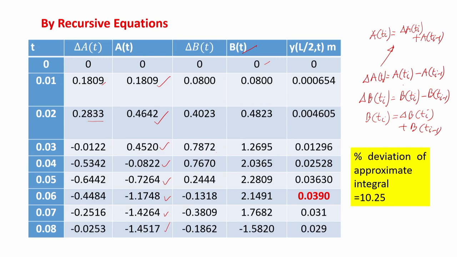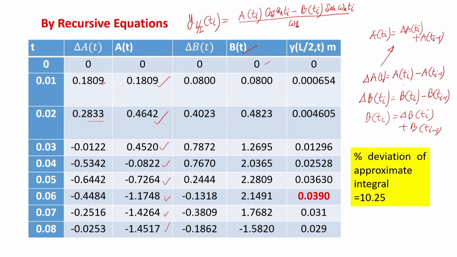Now the response is given as X_i at any instant, or instead of X_i we will write this y at L by 2, the midspan, y(L/2, t_i). So this is given as A_i into cos(omega_n t_i) minus B_i sin(omega_n t_i) divided by omega_1. Actually, we are considering the first mode.